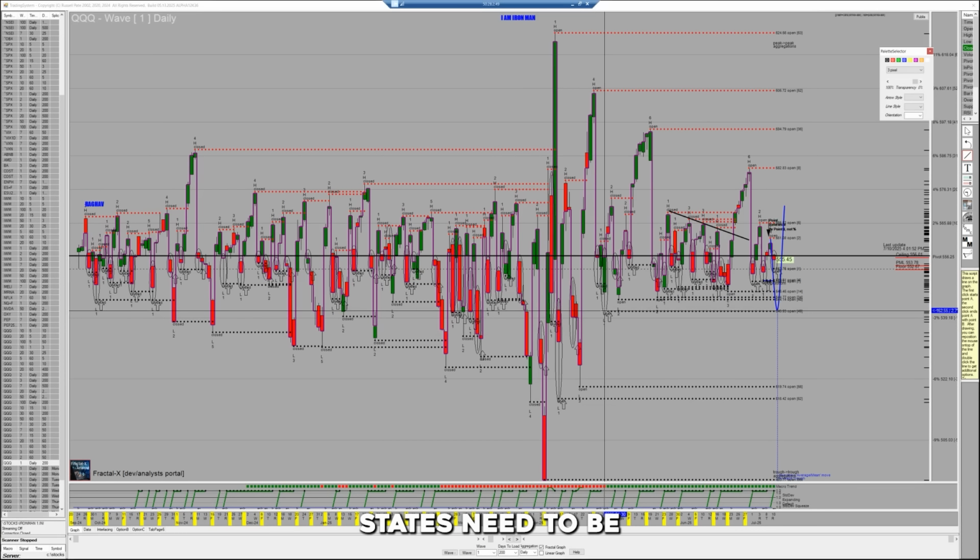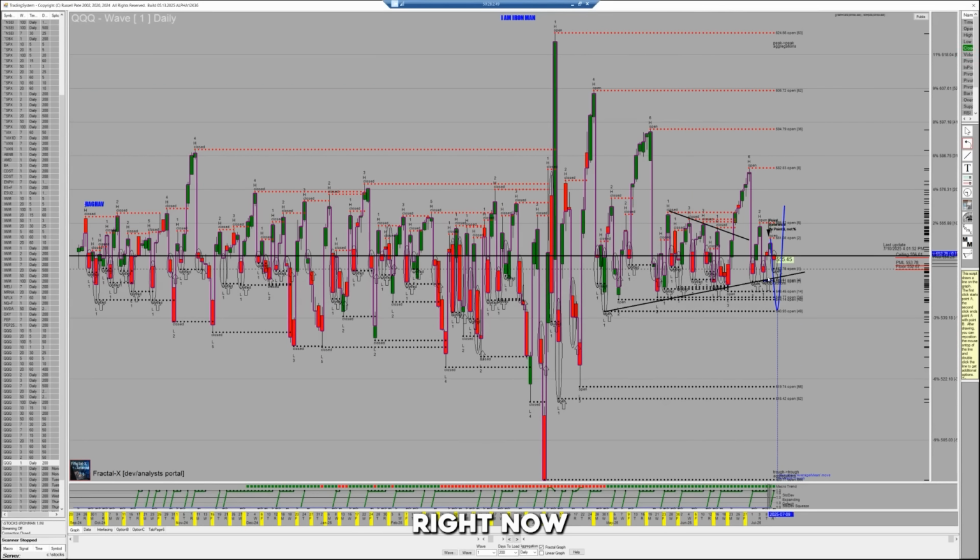So these open states need to be taken out, probably tomorrow or maybe next week. You never know. So this is a compression forming, correct? This is a compression trend line. Now this compression trend line needs to be broken for us to see more downside, right?